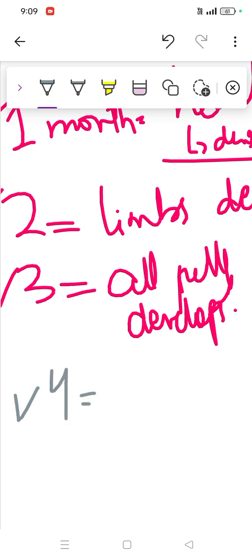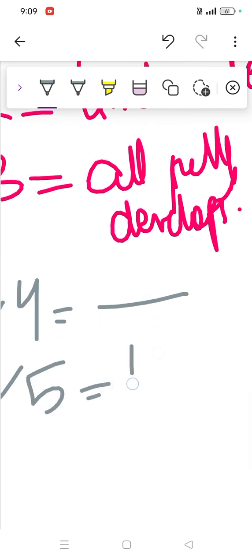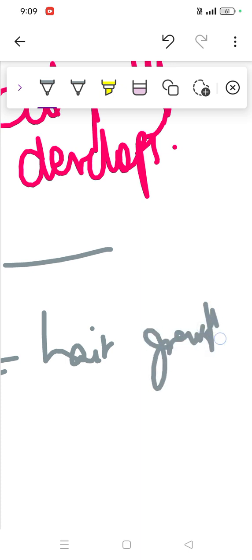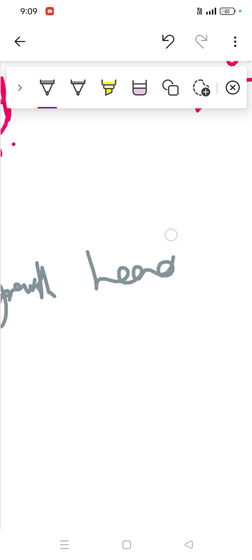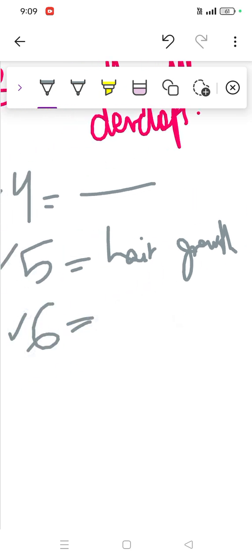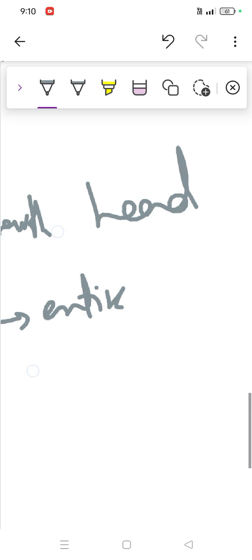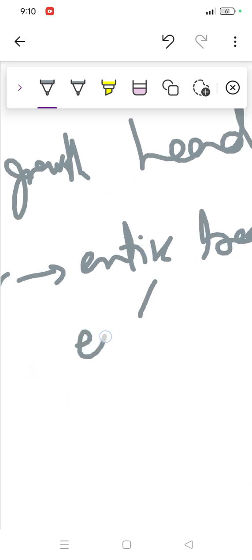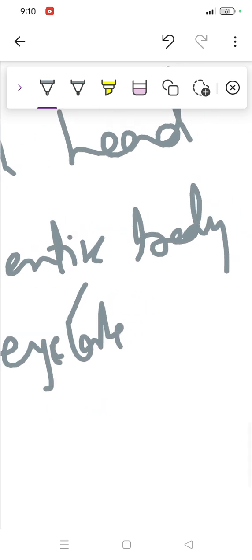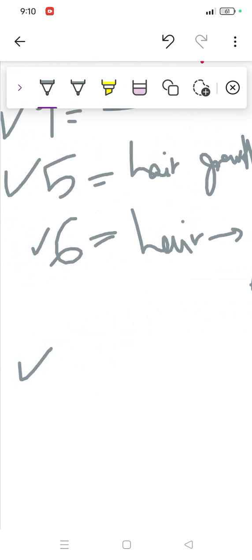Then the fourth month is the same process, with organs forming, so it's done. Then comes the fifth month, which is simply hair growth, only on the head. Then comes the second trimester, which is 6 months. That is when hair grows on the entire body, including the formation of eyelashes and eyelids. Till here we see so many things done.